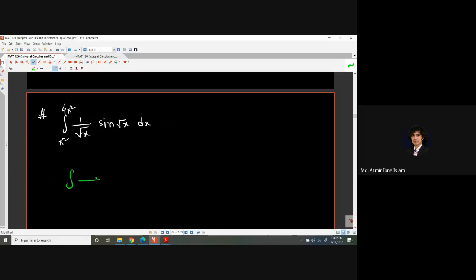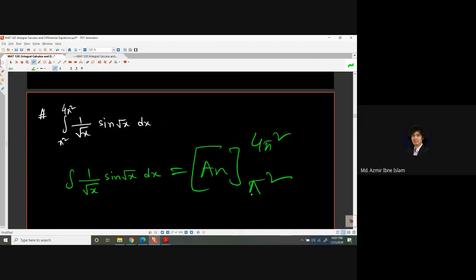So the indefinite integral here is 1 over root x sine root x dx. We can solve for this one at first. Then after having the antiderivative, we can apply the upper limit 4 pi squared and the lower limit, that is, we apply the fundamental theorem of calculus, f of b minus f of a. This is how we can solve definite integrals.